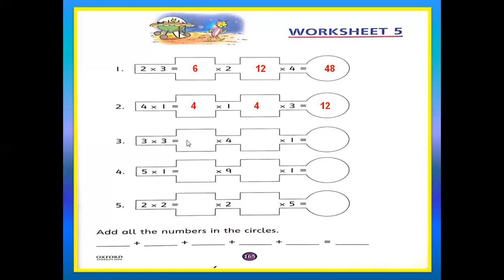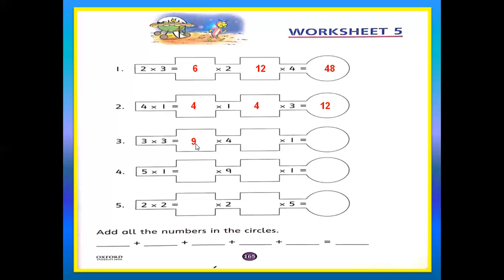Question number 3. 3 multiply 3. Read table of 3 3 times. 3 ones are 3, 3 twos are 6, 3 threes are 9. Now multiply 9 with 4.